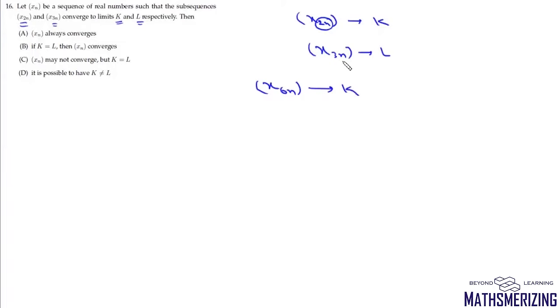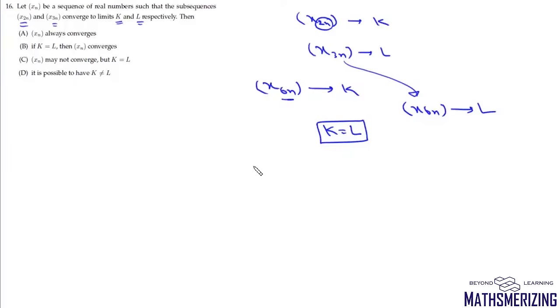Now 6n is also a multiple of 3n, so that means this x6n is also a subsequence of x3n, so its limit must also be l. So from here we can say that value of k must be equal to value of l. So k is equal to l. Now what about convergence of xn? Now if x2n and x3n converge, that doesn't mean xn will converge. So we can take this example.